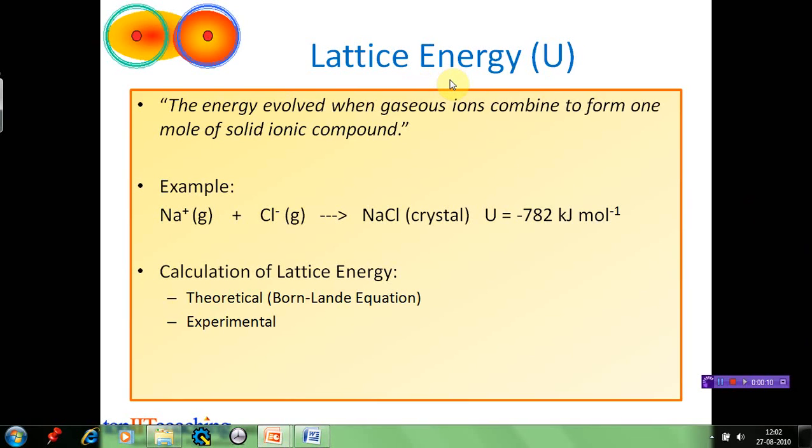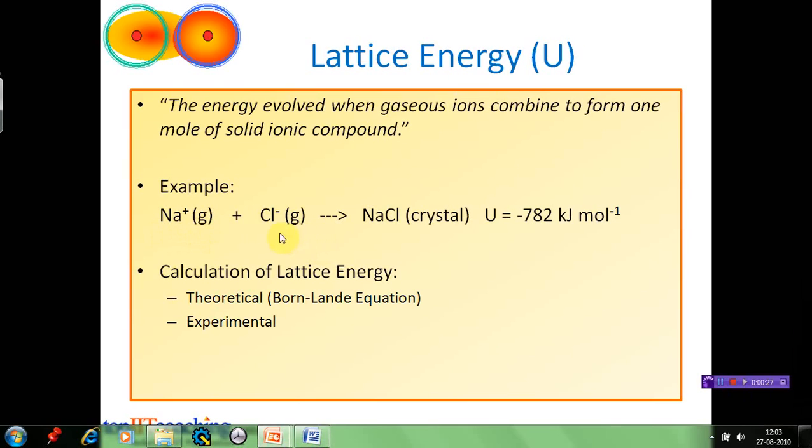The first term that we are going to discuss is the lattice energy. Recall that lattice energy of an ionic compound or a crystal is defined as the energy evolved when 1 mole of the compound is formed from gaseous ions. It is denoted by capital U.